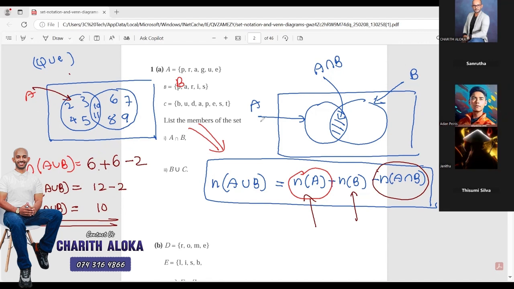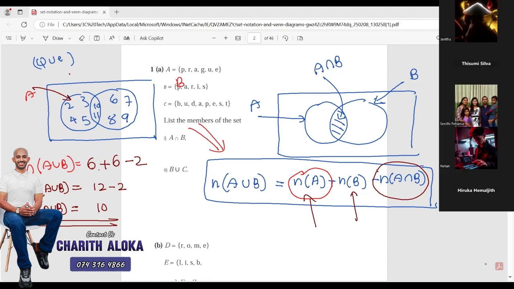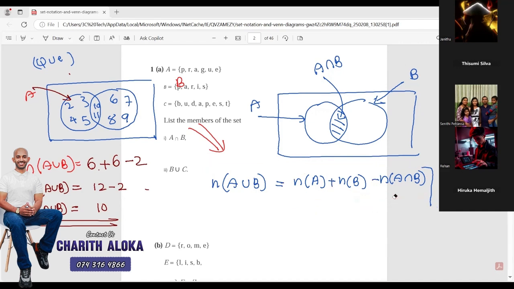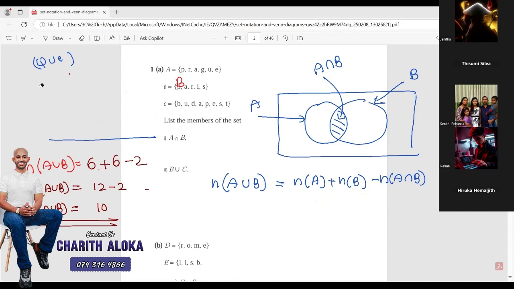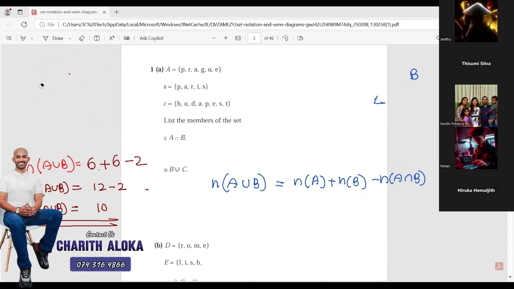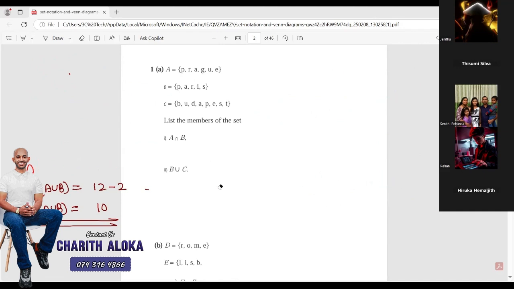Right. Then you can write this down. So that's a way of using this formula. Without giving the Venn diagram, on some occasions they will give you the question with a statement. They will give you the values of n(A), n(B), and n(A intersect B), then you can use that to find n(A union B), right? Now we can do these questions one by one.